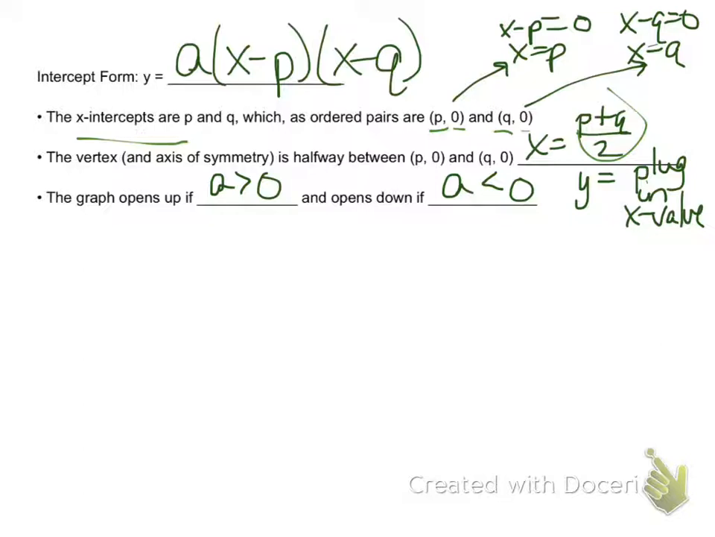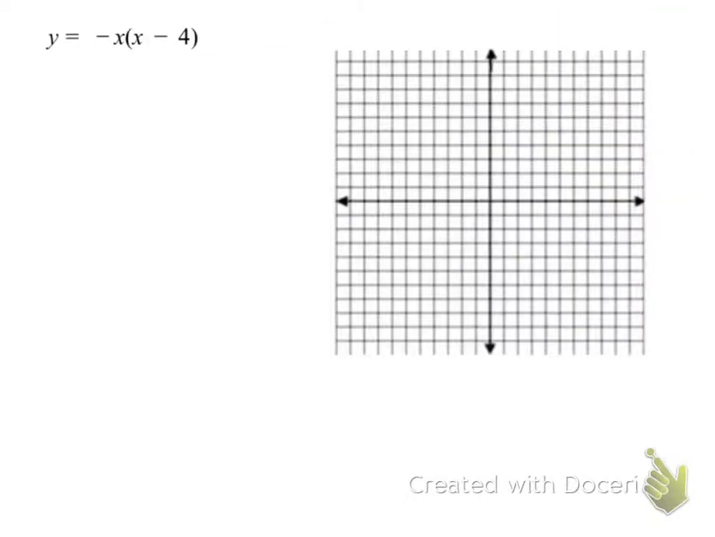Alright, so now let's go ahead and graph one intercept form. So first of all, this might not look like intercept form, but keep in mind that intercept form is the only form that doesn't have an exponent in it. Both vertex and standard form have an exponent in it. So we could rewrite this as -1 for our a, and then x minus 0 and x minus 4.